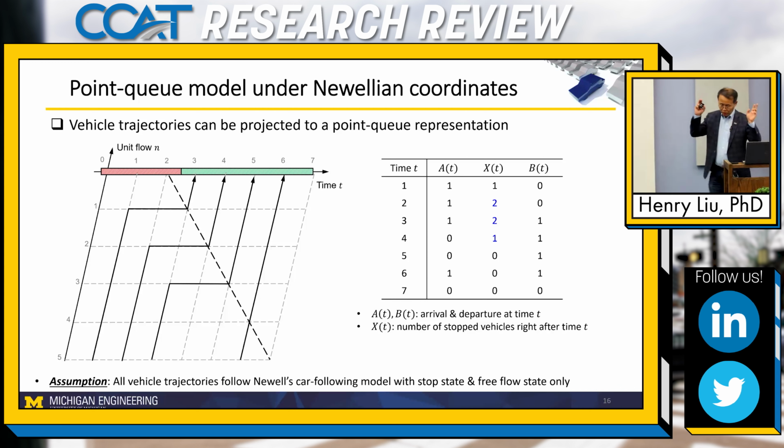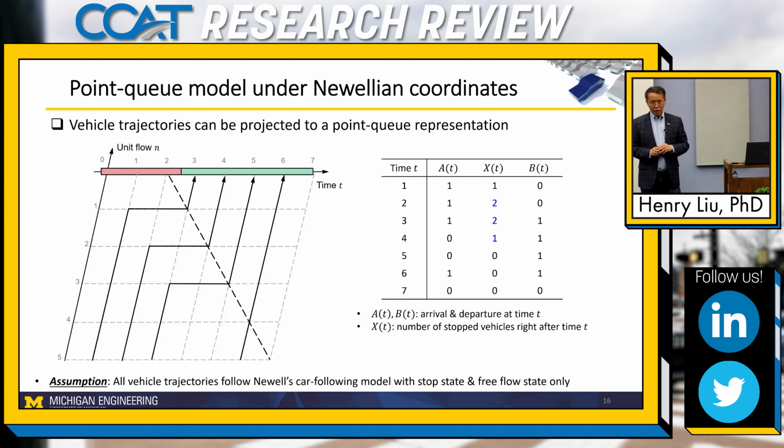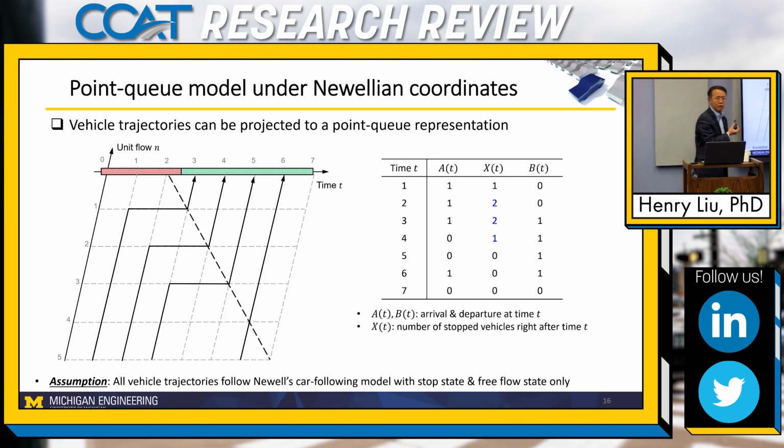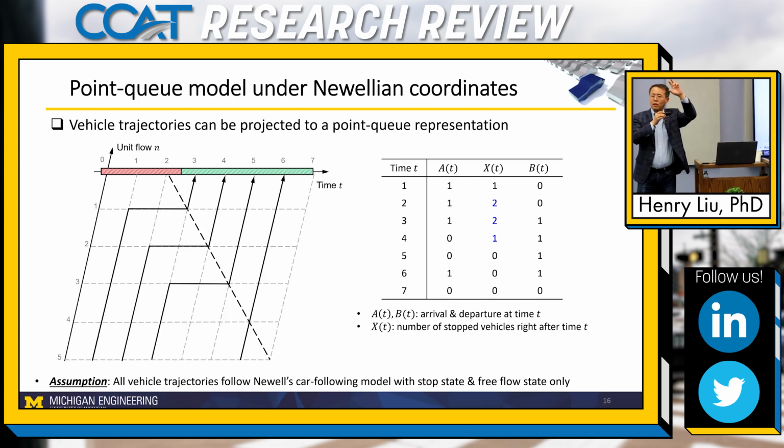In this situation we call it Newell coordinate, meaning our coordinate is no longer vertical; it actually goes along with vehicle trajectories. So in this way, we can directly connect the trajectory together with the point queue. Under the new coordinate system, it's much easier for us to represent what's happening in the traffic flow, and we can connect the trajectory together with the stochastic queuing model.